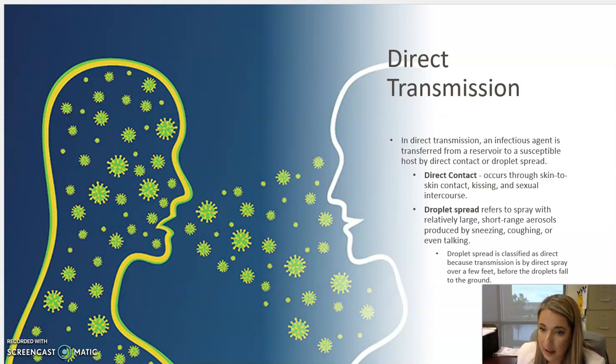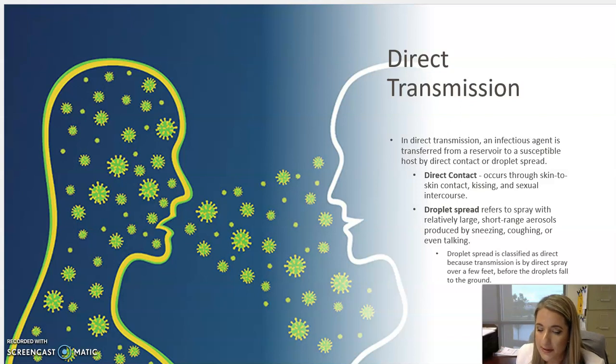Droplet spread is a type of direct contact because mucus droplets, when they're expelled, are typically spread within a few feet, and then individuals would inhale those mucus droplets and get sick through that route. Because it is still within a few feet, it gets classified as a type of direct contact. But droplet contact occurs through respiratory droplets.